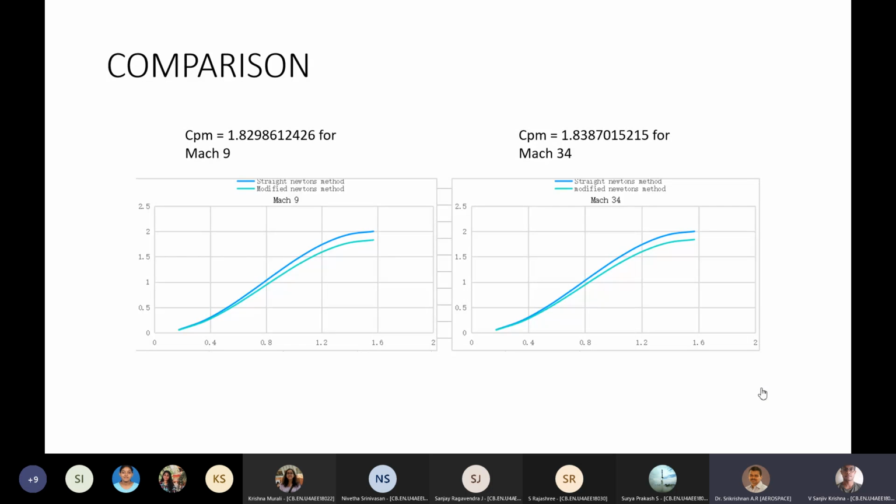Sir, it's because of the CP relations. Yes, because CP is a function of Mach number. Because it depends on the Mach number at which the shock is formed. So yes, it has Mach number in it, and that reflects the influence of Mach. Okay, thank you. That's okay.